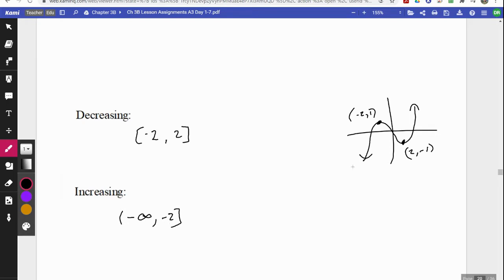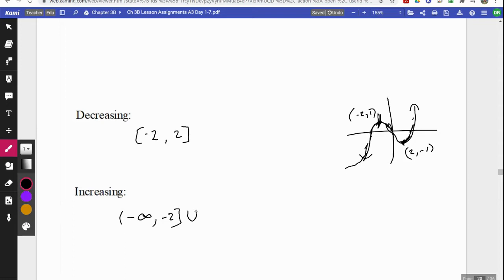to -2. So it's going this way, increasing, increasing, increasing, and then it stops and turns around. Now it's decreasing until we get to +2. And then it stops decreasing and it starts increasing again. So we have the increasing from -infinity to -2, and then it starts decreasing from -2 to 2, but then it starts increasing again.